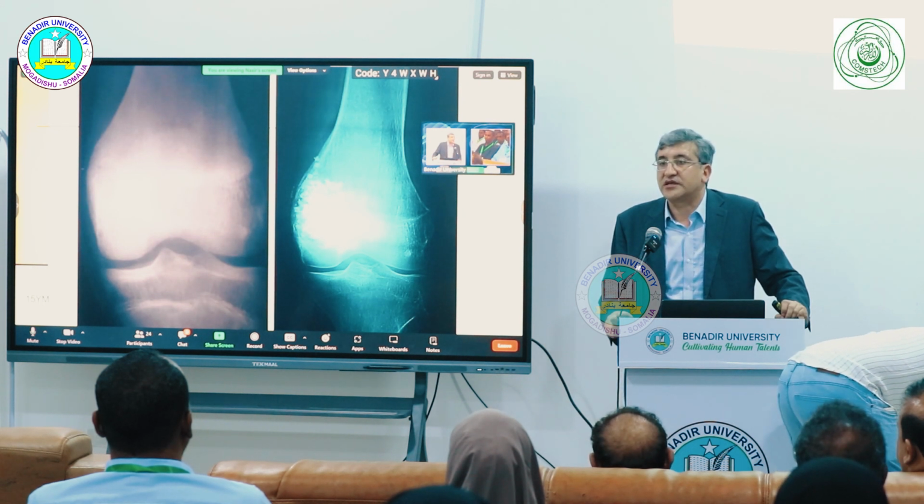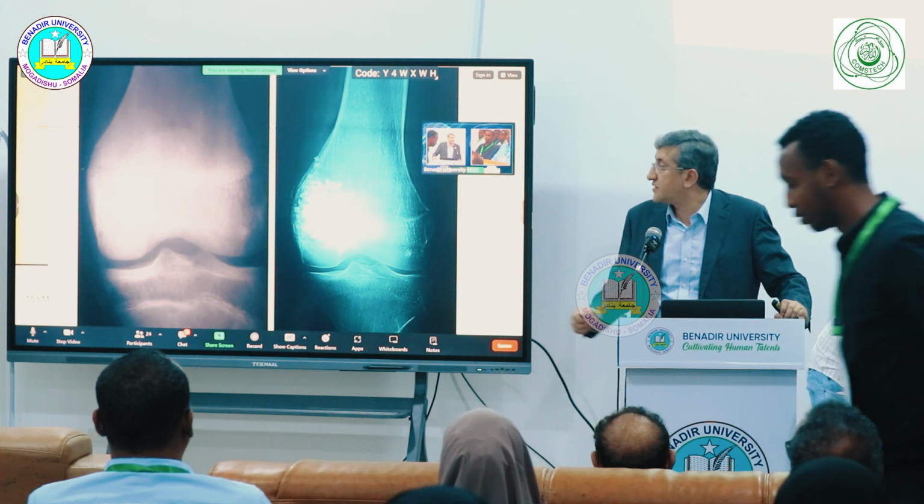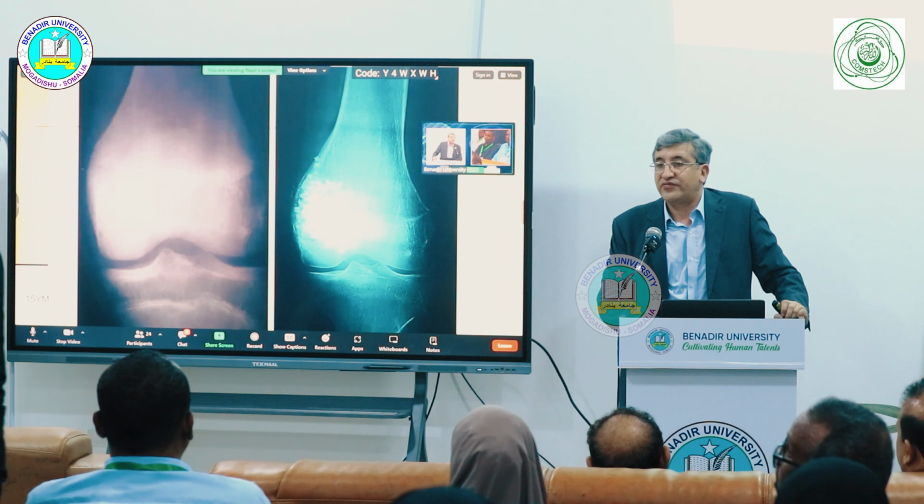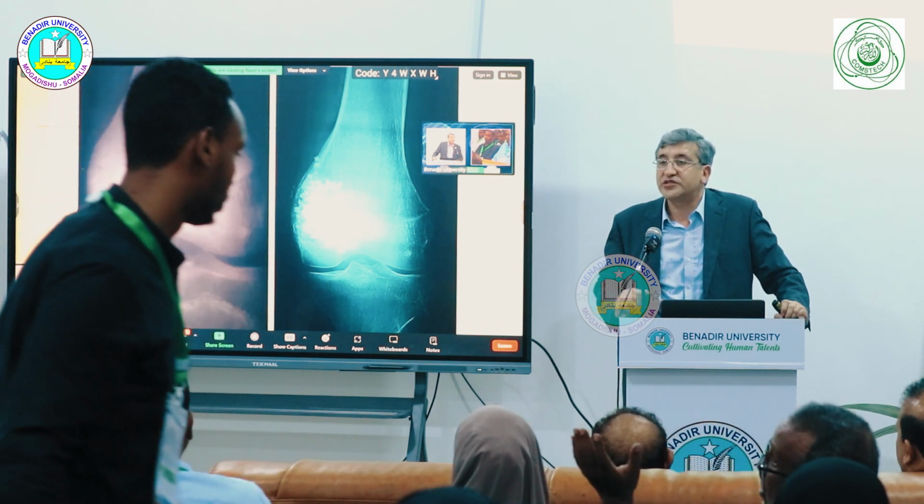The next day, I took this X-ray to our orthopedic surgeon and discussed it with him. He said, this is classic chondroblastoma. I asked, what is the other image? He said, this is post-treatment. The defect was filled with chips.